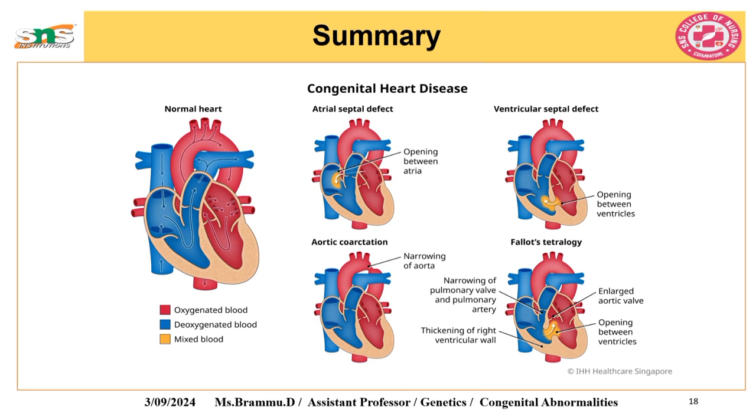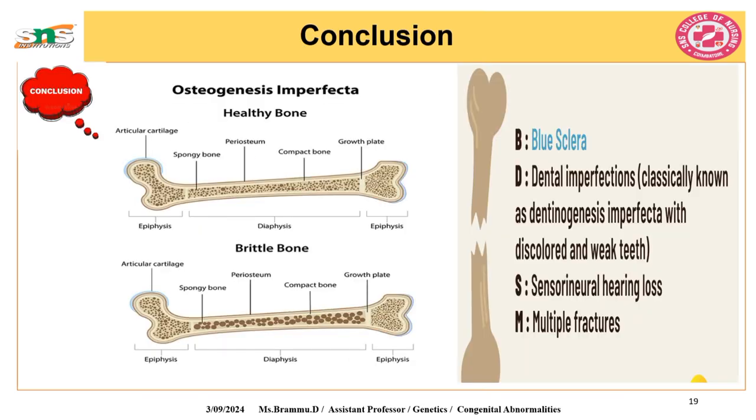So coming to the summary, there are many other congenital defects. I have only pictured the important ones. Some of the congenital defects occur in the heart, which we call acyanotic, cyanotic, and mixed defects. This picture shows the congenital heart defects: the acyanotic ones are the first two, atrial septal defect and ventricular septal defect, and the remaining two are the mixed defects, coarctation of aorta and tetralogy of Fallot.